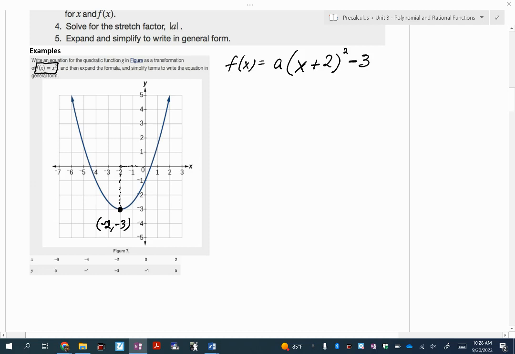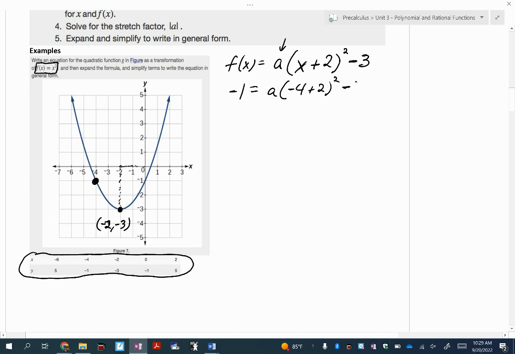So this is the answer, but you'll notice I have that letter A that I need to solve for. You can use any of these points in this table. I'm just going to use the first one I noticed when I graphed it, which was -4, -1. So I'm going to use that point, plug in -1 for the y, plug in -4 for the x, and I'll use this to solve for my letter A.